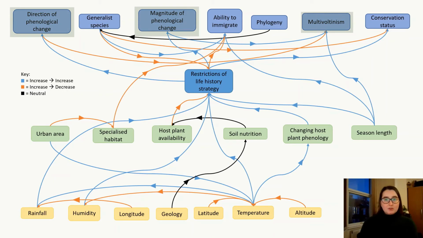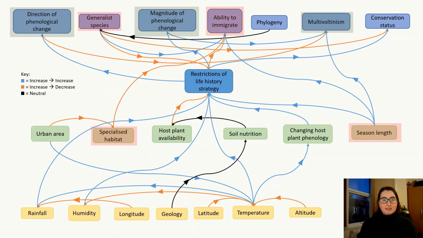So the green boxes here show what I would like to come out of the model. I'm really interested in finding out whether the direction and magnitude of phenological change and multivoltinism of species has changed as a result of climate change. And the red boxes are what I'm going to be working out based on the other variables I have. I have a really fantastic moth traits database that shows all of the life history traits that they have, like when they form their cocoons, when they pupate, what plant species they eat, and all of these I'm going to be using in the models.